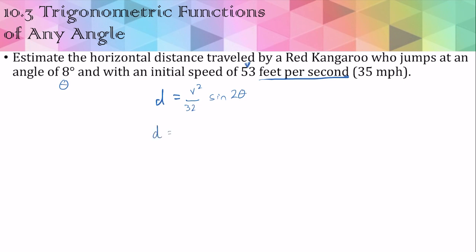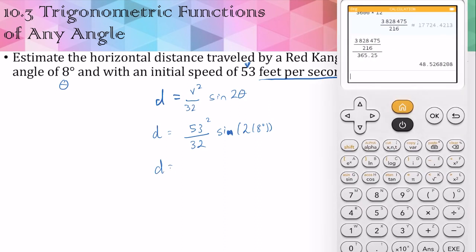So our distance is 53 squared, and that has to be in feet per second, over 32 times sine of 2 times 8 degrees. Let's use my calculator. 53 squared divided by 32 times sine of 2 times 8 gives us 24.2 feet.